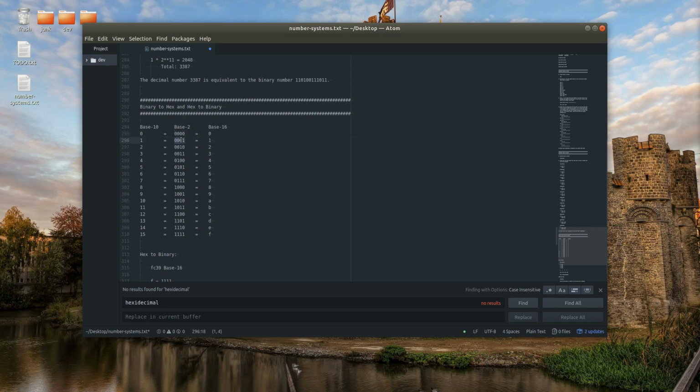So the number 0 in binary is 0000. 1 in binary is 0001. This is 2 in binary. You add 1, this is 3. You add 1, you're out of digits. The 1 goes here, go to 0 there. It's 4. Add 1, 5. Add 1.